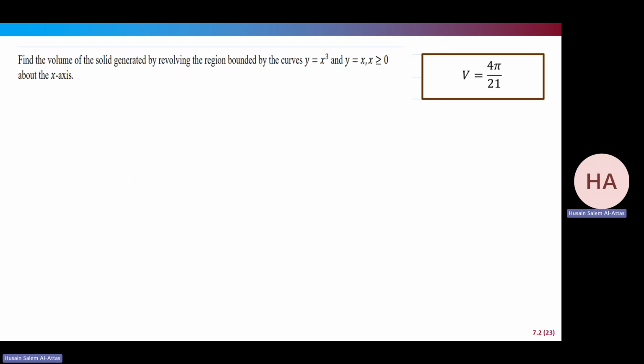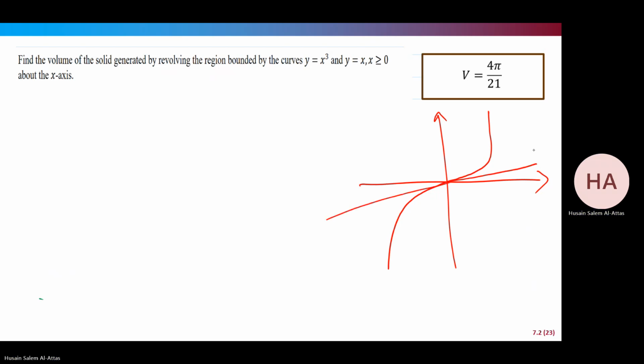Find the volume of the solid generated by revolving the region bounded by the curves y equal x cube, y equal x, about the x-axis. Okay. As usual, we'll graph the function first. Sometimes it's easier. Y equal x cubed, that is y equal x cubed. And then we have y equal x. This is y equal x. Y equal x will be here.